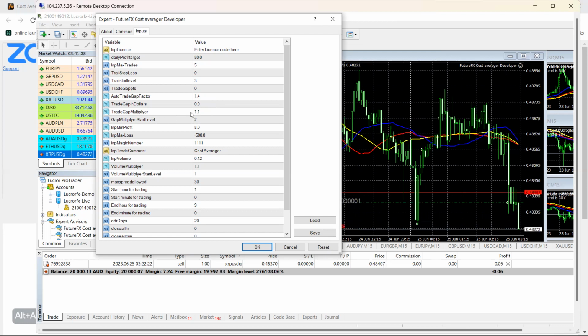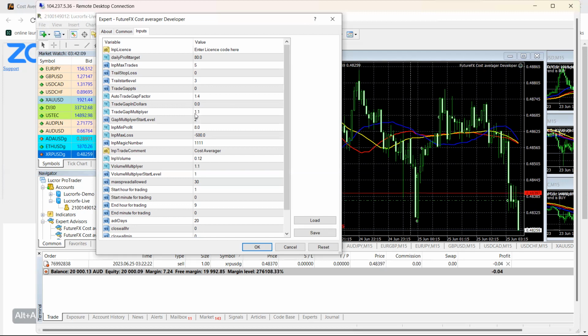And then we have a trade gap multiplier, and this just means if the first two trades are going to be 200 points apart, the second and third one will be 200 multiplied by 1.2. So the second ones will be 220 pips apart. This is to allow the trades to get progressively further and further apart, which means that the software can handle larger market movement against you without incurring too much drawdown.